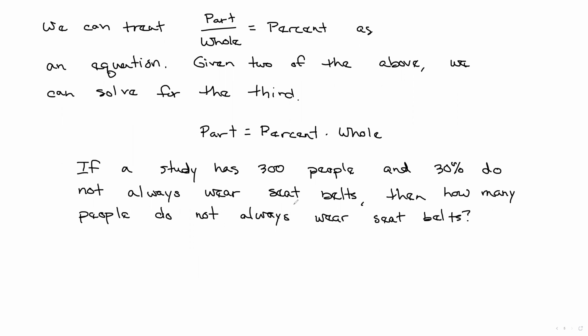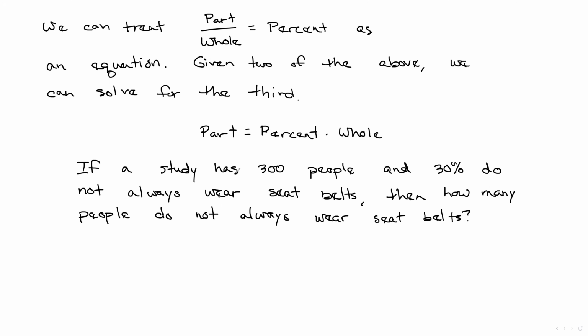Okay, and so in this case, what you need to do, just from reading comprehension, is determine: are they giving you the whole and asking you for the part, or are they giving you the part and asking for the whole? So in this case, if a study has 300 people and some of them are wearing seatbelts, then 300 people is the whole, and they're asking you to find the part.